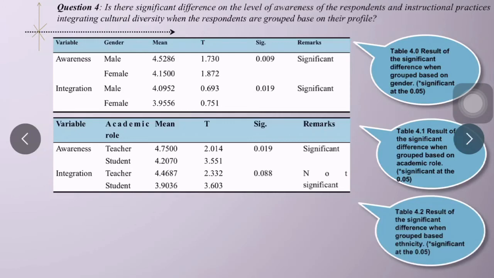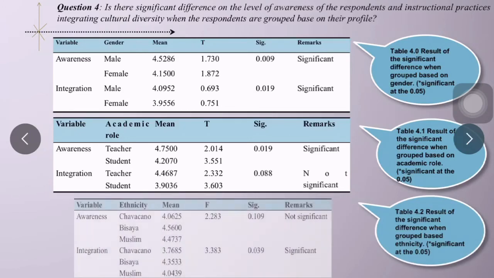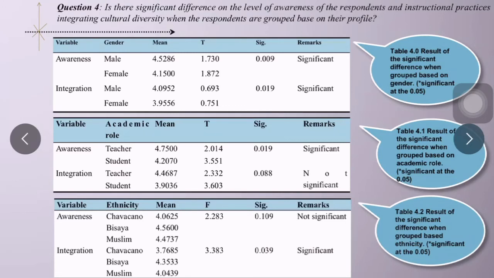Table 4.2 based on ethnicity. Table 4.2 shows that there are no significant differences on awareness. Although the data says that all respondents are aware, there is no significant difference on awareness, which means that respondents are aware but seem not to be giving importance or not giving deep understanding to cultural diversity.